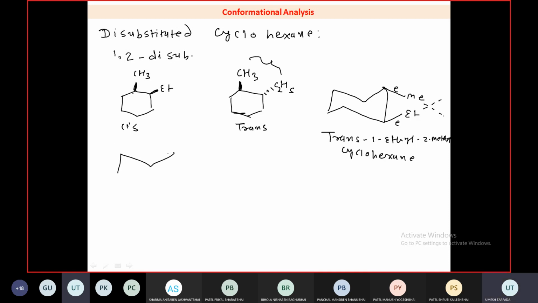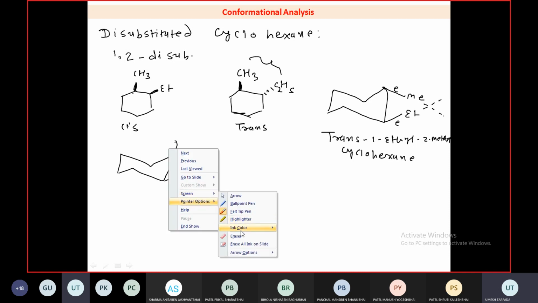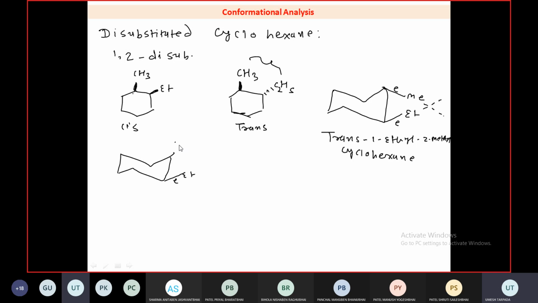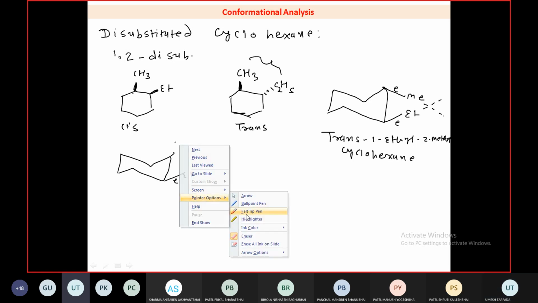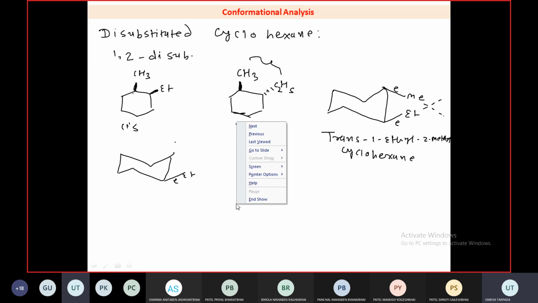Similarly, in this case, ethyl you can take at equatorial; the bulky group is always taken at equatorial first. Now you want both the groups in the same direction, and therefore you can take the methyl group at axial position. Okay, so this is the corresponding structure of the cis derivative. These two you can extrapolate. This goes into the same direction, so it is called cis conformation.